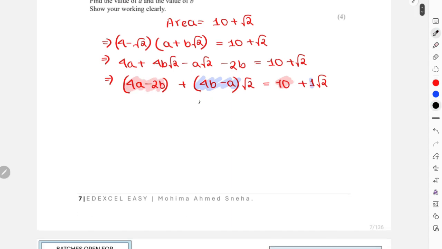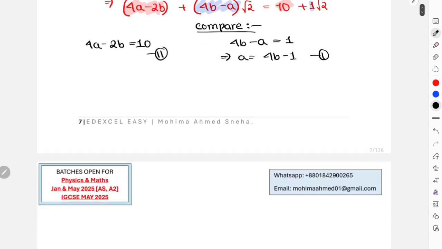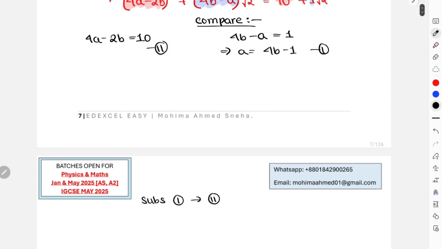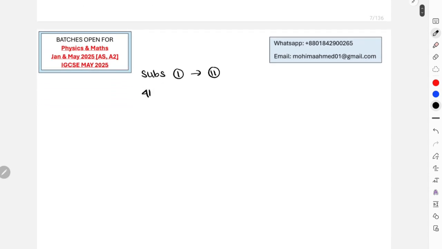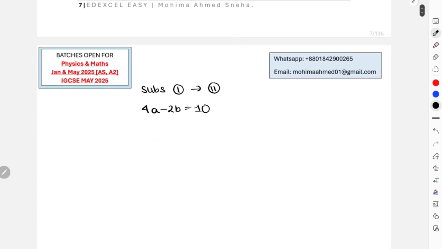Similarly, we are now going to start comparison for this part. So compare, you have 4A minus 2B equivalent to 10, and then again you have 4B minus A equivalent to 1. From this part I can take A common, so this one becomes A equals 4B minus 1. This is equation 1 and I am considering this as equation 2. So for this part again I will substitute 1 into 2.